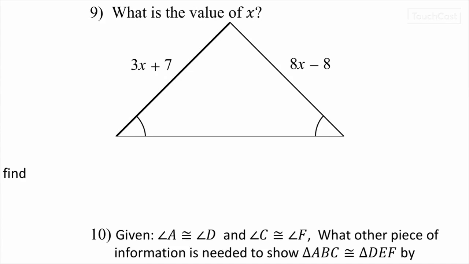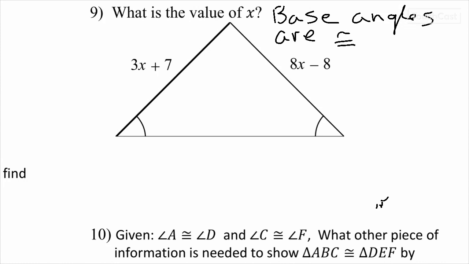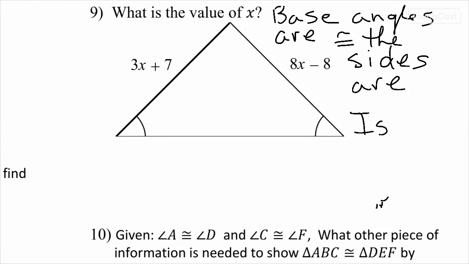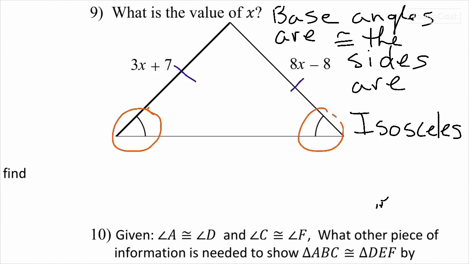Okay, so for this one, you should notice that the base angles are congruent. Therefore, the sides are. It's isosceles. Remember isosceles running down the hall? So that means that this side is congruent to this side. And remember that these are congruency symbols for angles, right?